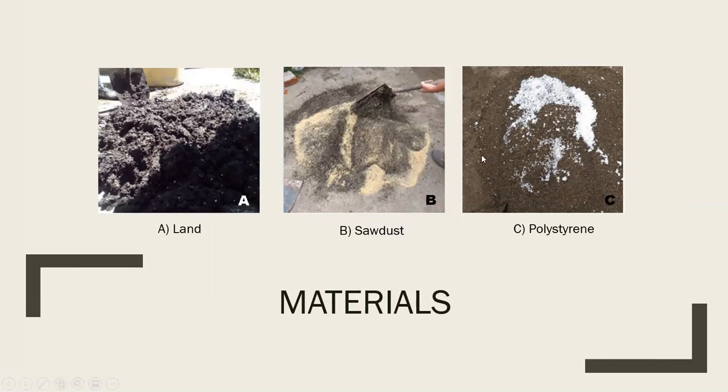Here, from A to C, are the materials that were used in the manufacture of Adobe blocks. A. Land, a non-standardized construction material. Its properties vary depending on the production sites, but its composition may include different percentages of clay, silt, fine sand, coarse sand, and organic matter in some cases.